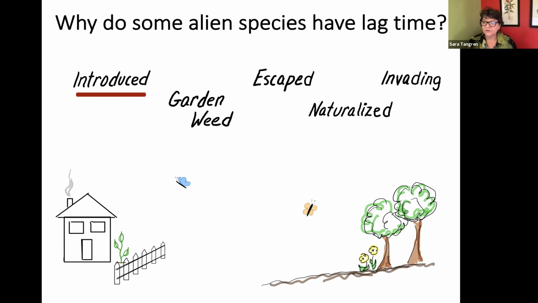So in the house on the left, we have a happy little home, and someone has just planted an alien plant in the garden. The alien plant's just there. It's not causing any problems. And this is what we call an introduced plant.